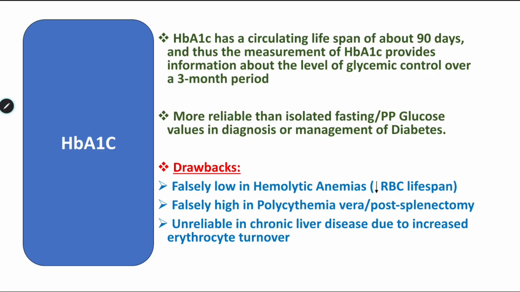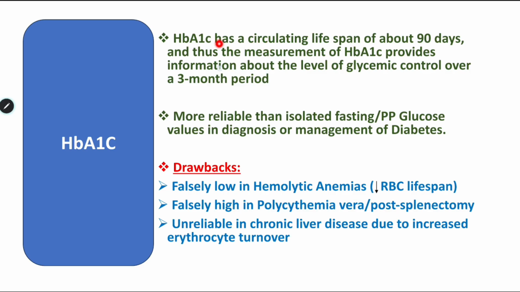HbA1c. HbA1c is glycated hemoglobin, as we saw. That gives an idea of blood glucose control over the past 90 days. Even though hemoglobin in RBCs has a lifespan of 120 days, HbA1c is a reliable marker of blood glucose of about the past 3 months, because HbA1c is highly affected by the past 30 days of glucose control.